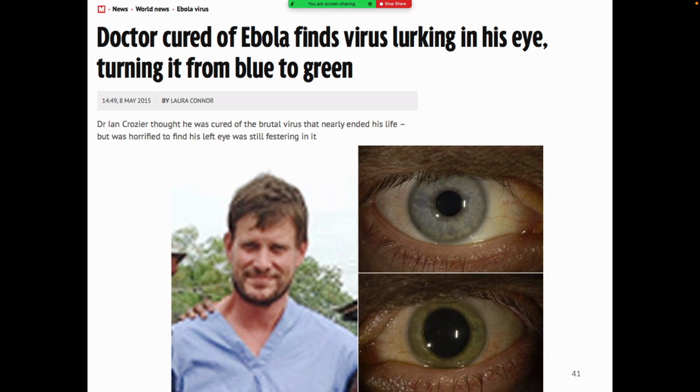So this is one doctor who was treating patients with Ebola. This is what his eye used to look like, and this is what his eye then changed to look like. So you can see that he basically had major changes to his eye. That's because it turned out that the virus stuck around in his eye and caused damage, even though he thought he was completely cured and the virus was no longer in his blood.